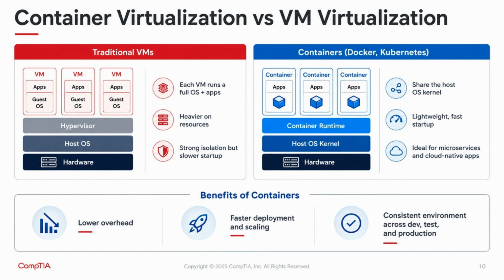Traditional VMs each run a full OS plus apps, heavier on resources, with strong isolation but slower startup. Containers, like Docker or Kubernetes, share the host OS kernel instead. Lightweight and fast to start, ideal for microservices and cloud-native apps. The benefits of containers: lower overhead, faster deployment and scaling, and a consistent environment across development, testing, and production.